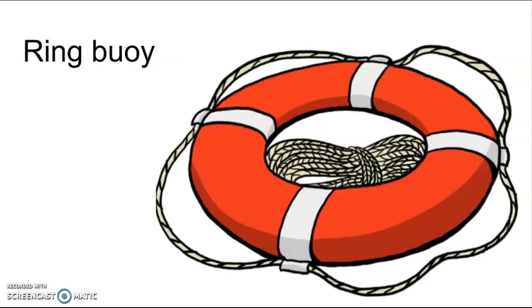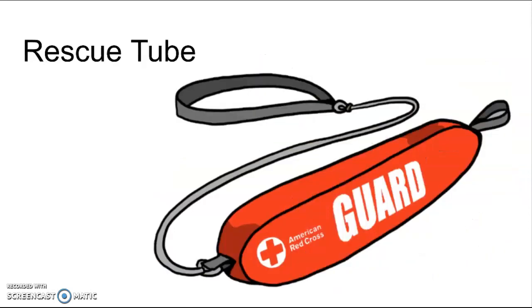A ring buoy is similar to a rescue buoy, except it's in a ring shape, kind of like a donut, and is also attached to a rope and might be a little bit of a different material, usually not quite plastic. We more often will find a rescue tube at pools and other areas.